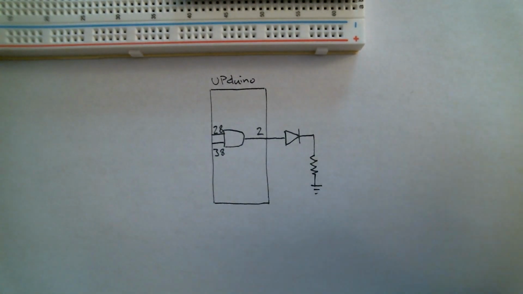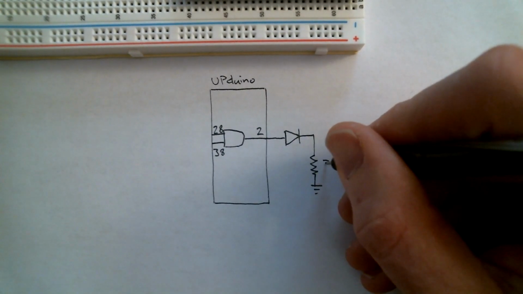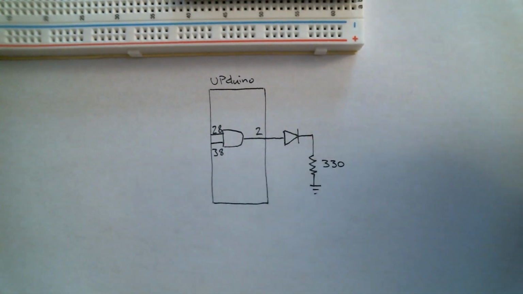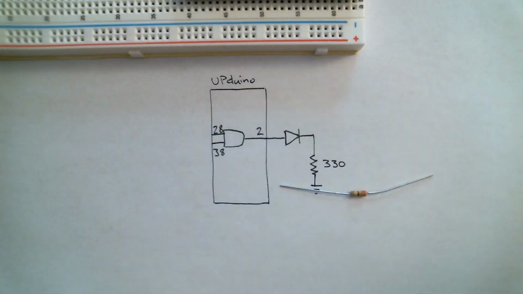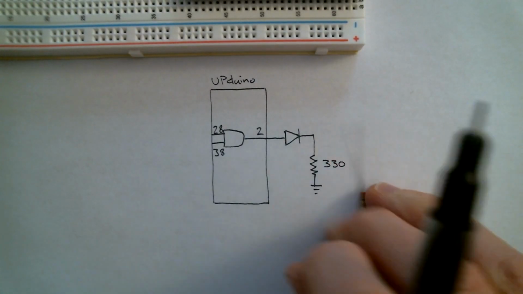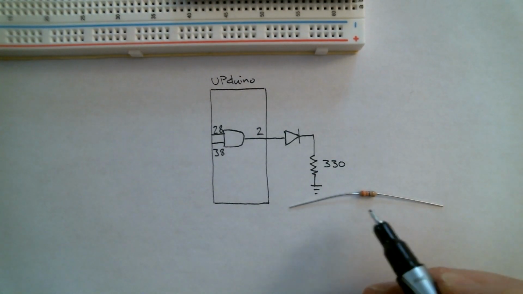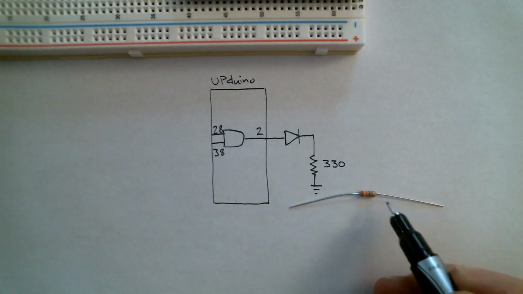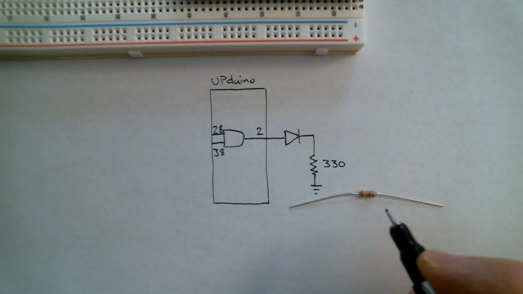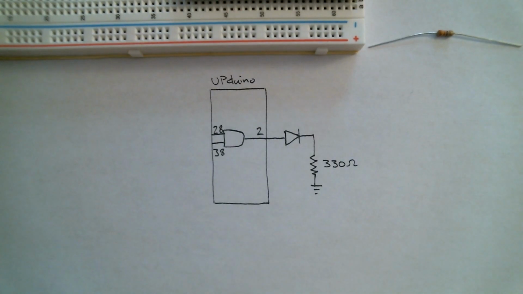And we want a fairly small resistor. We don't want to limit the current too much, so we're going to use 330 ohms. So those are the resistors that are orange, orange, brown, and then the gold stripe. Or if you look at it this way, if you put the gold stripe on the right and read from left to right, it's orange, orange, brown. So 330 ohms.